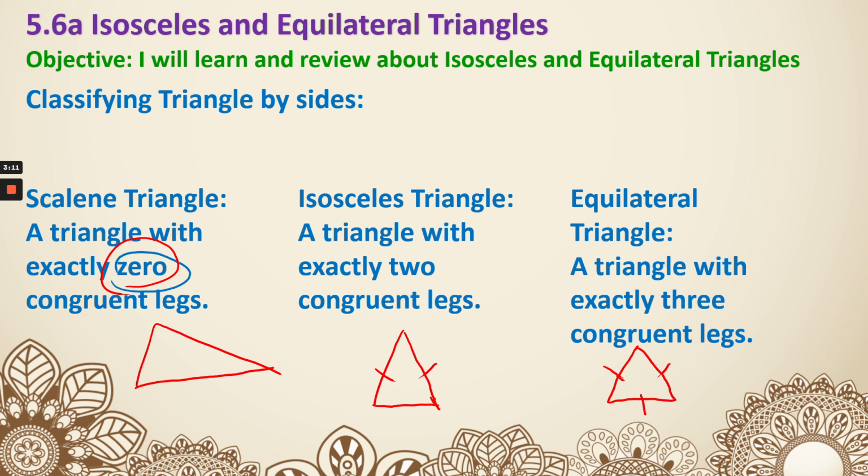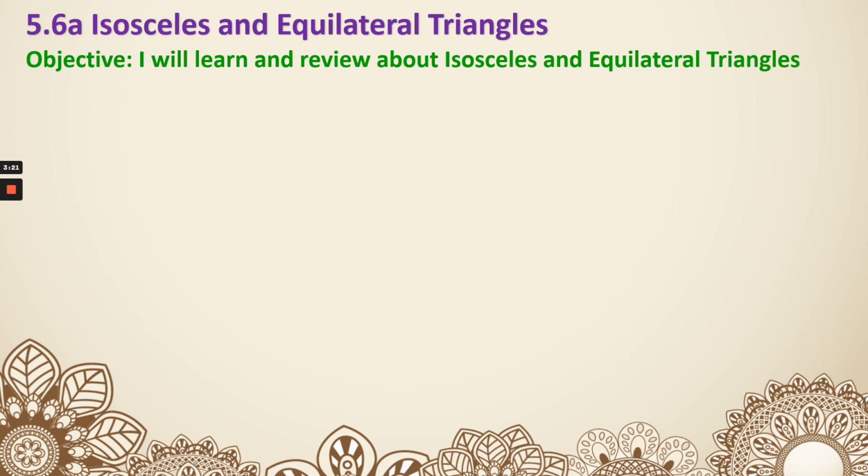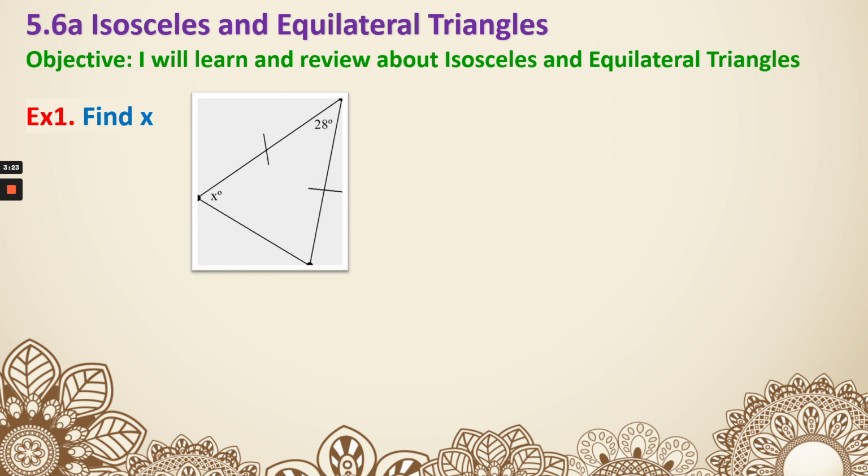Now let's use these definitions and vocab to do some practice. Example number 1. These 2 sides are marked as congruent, which means these 2 angles are congruent. And since all the angles inside a triangle add up to 180, that means x plus 28 is 100. After solving, x should actually be 152 divided by 2. That is 76. That's number 1.